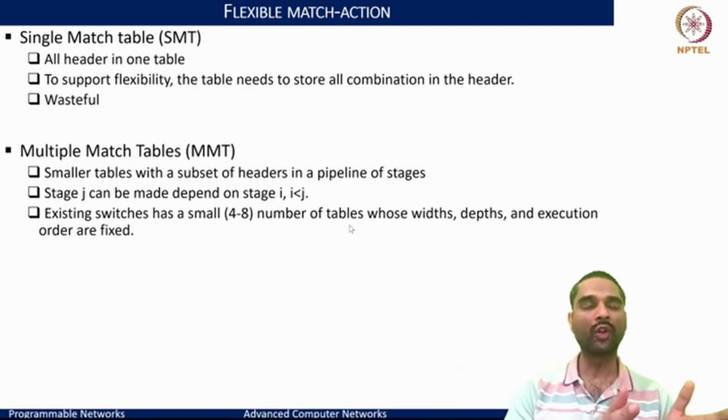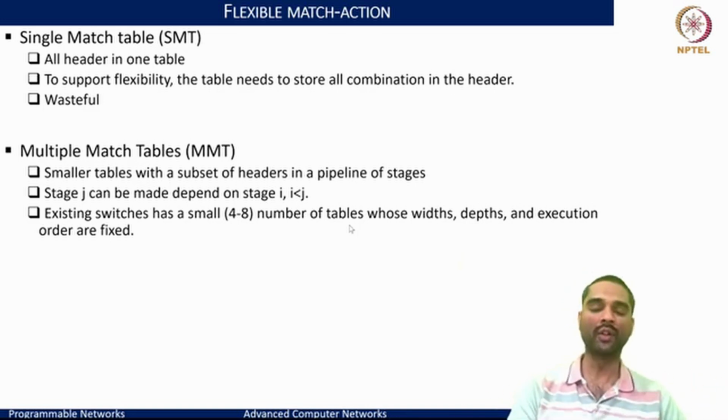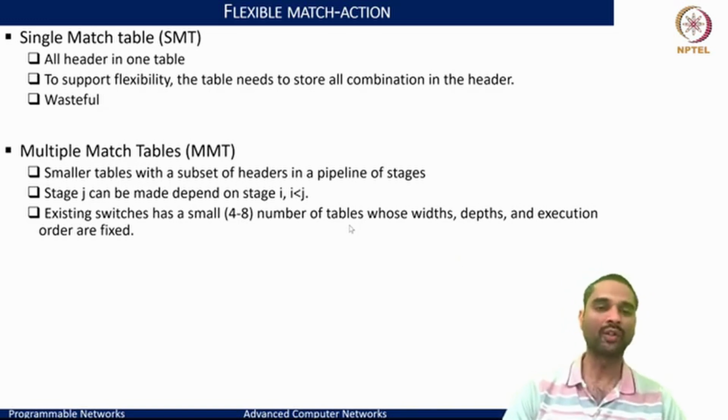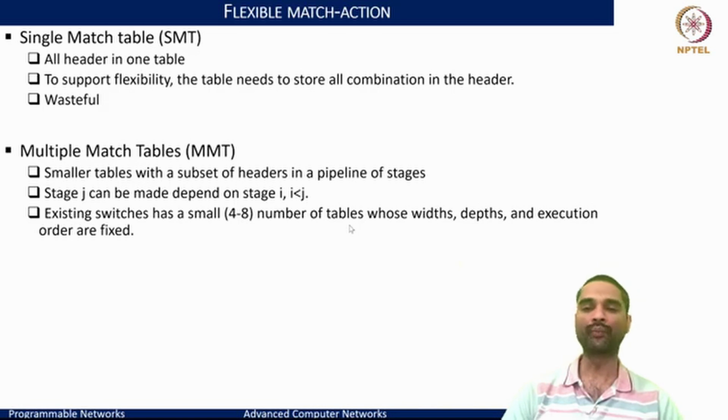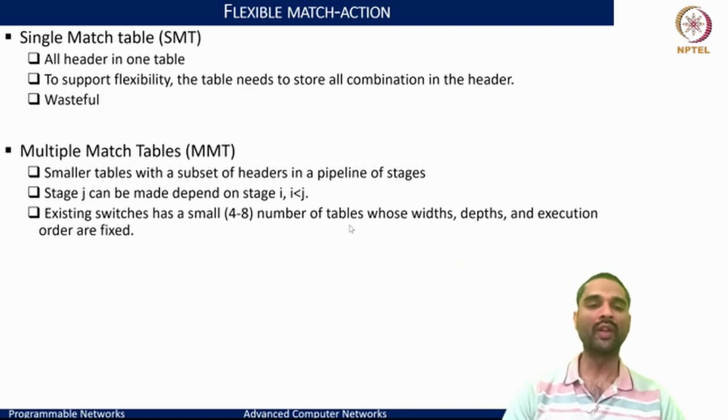And also you would save a lot on space, because now different tables can be configured based on the width of the number of bits that each table needs to check. So the multiple match action table is what is followed in most switching ASICs, and what you typically see is a set of 4 to 8 tables whose widths, depths, and execution order are somewhat fixed when they are baked into the ASIC. But nonetheless, this is a much better variant compared to the single match action table.